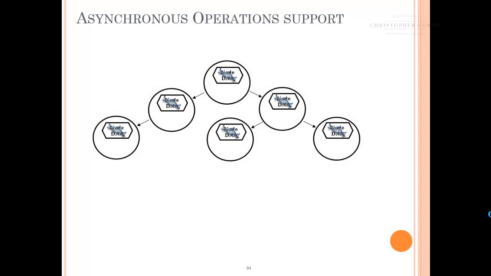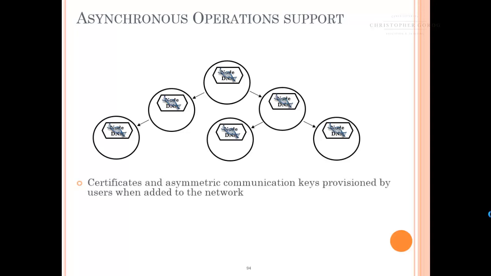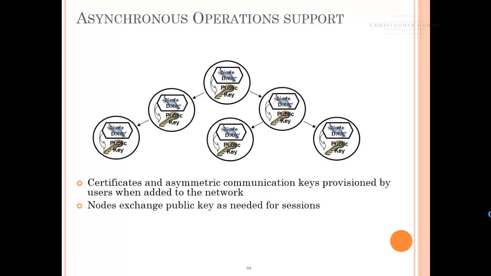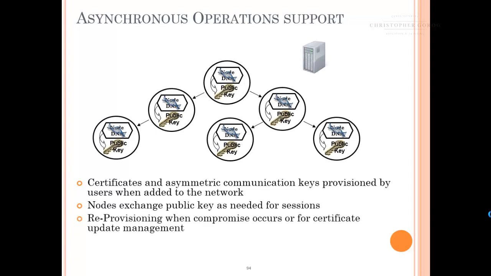And the key management structure also supports asynchronous operations where time sensitivity is not as much of an issue. Certificates and asymmetric communications can be provisioned when users add them to the network as a way of network node asynchronous authentication. Nodes can exchange public keys as needed and create sessions dynamically as needed for network communications. Reprovisioning, when compromise occurs, or for certificate update management, can then be done using a certificate authority or certificate servers.